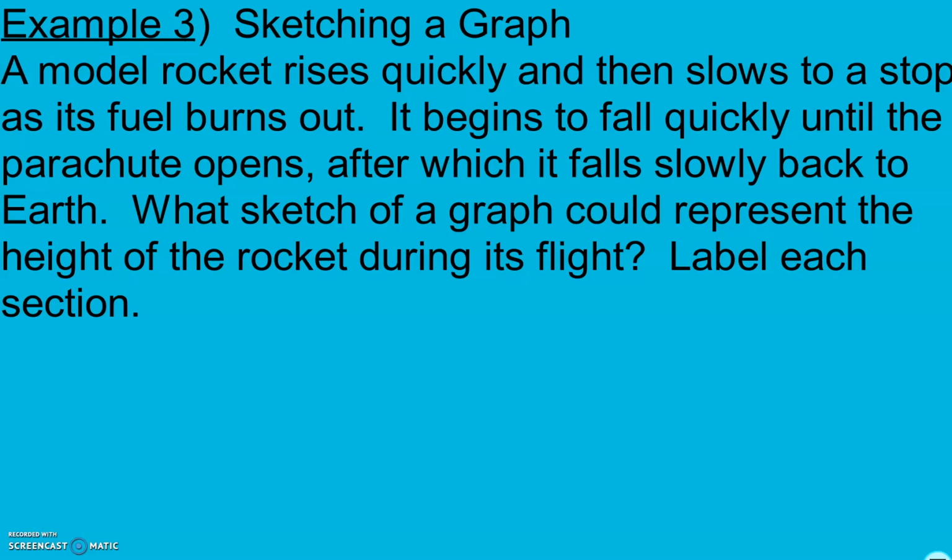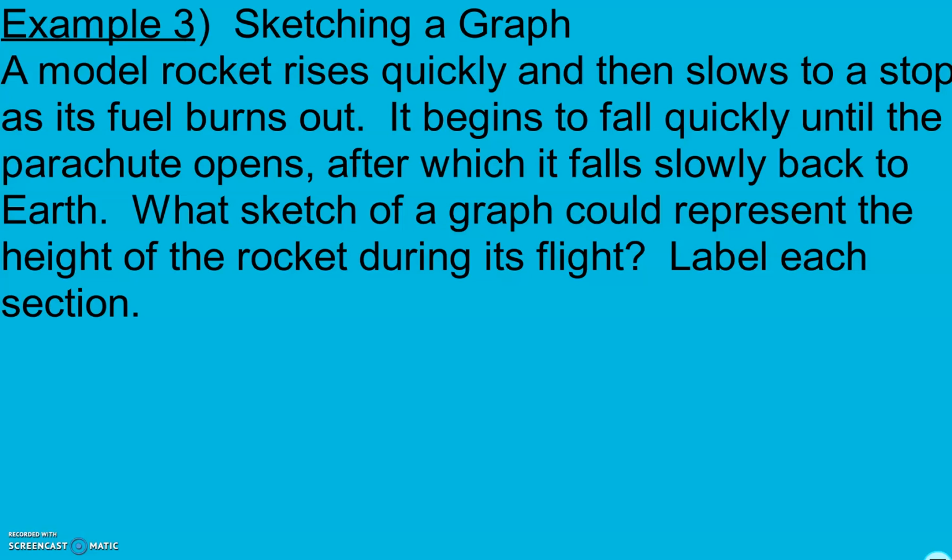Continuing on in section 4.1, example 3 is sketching a graph. A model rocket rises quickly and then slows to a stop as its fuel burns out. It begins to fall quickly until the parachute opens, after which it falls slowly back to Earth. What sketch of a graph could represent the height of the rocket during its flight?